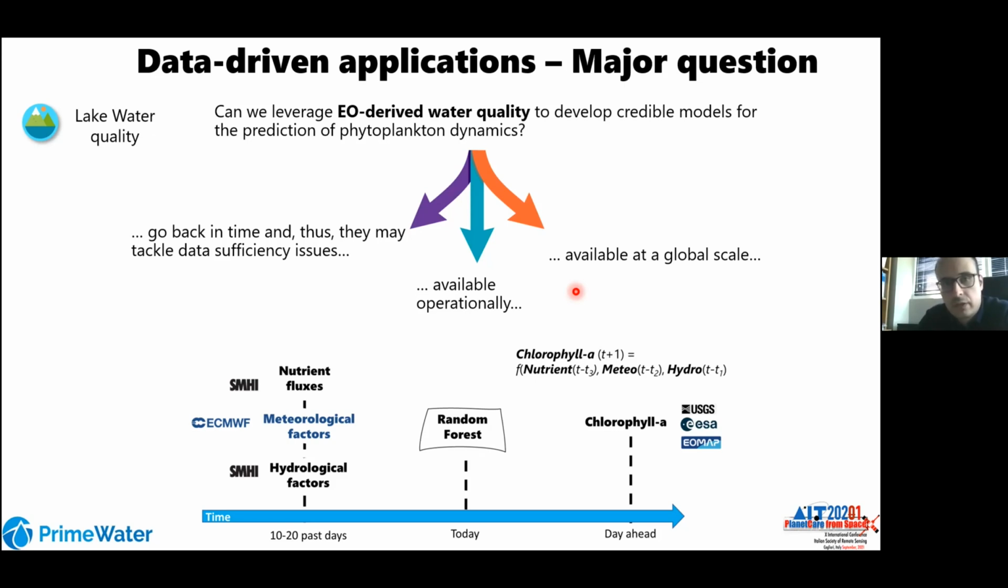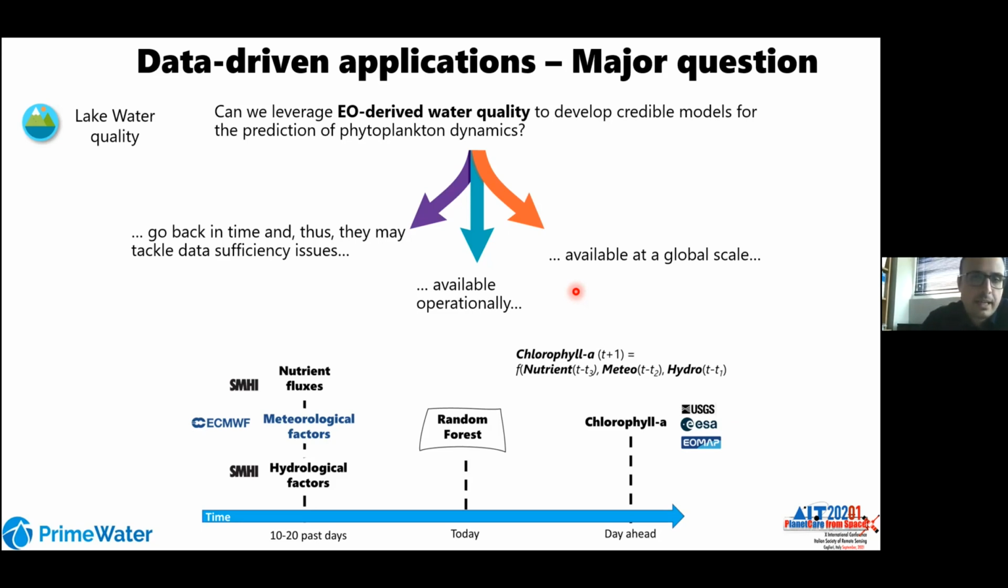Why are the EO-derived products relevant? I think for three reasons. First, when it comes to multispectral sensors, they go quite back in time, and they can give us the ability to build large data sets. And this is a major obstacle that we can overcome, especially for data-oriented approaches. Second, they are available operationally, as for example, Karin showed in the first presentation. And again, quite importantly, they are pretty much available everywhere in the world.